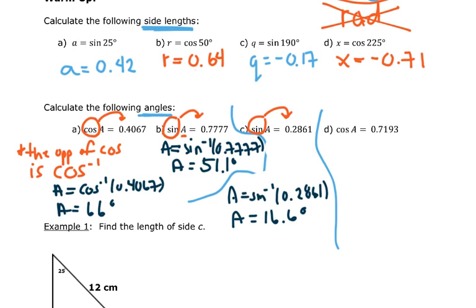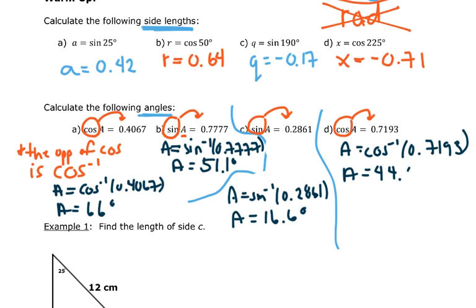We have cos A equals 0.7139. We want to get A by itself, so we've got to remove this cos. We're going to apply the opposite. It's going to be cos inverse, or cos negative 1. So we're going to be left with A equals cos negative 1 of whatever this is, 0.7139. Throw that into your calculator, and you will get 44.0 degrees.